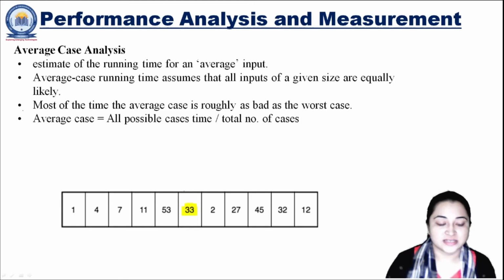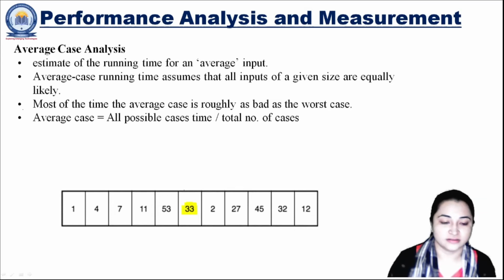Average case analysis is the estimate of the running time for an average input. Means if we want to find a key in linear search that is in the middle of an array or around the middle index, then this can be considered as average case. So an average case running time assumes that all inputs of a given size are equally likely.